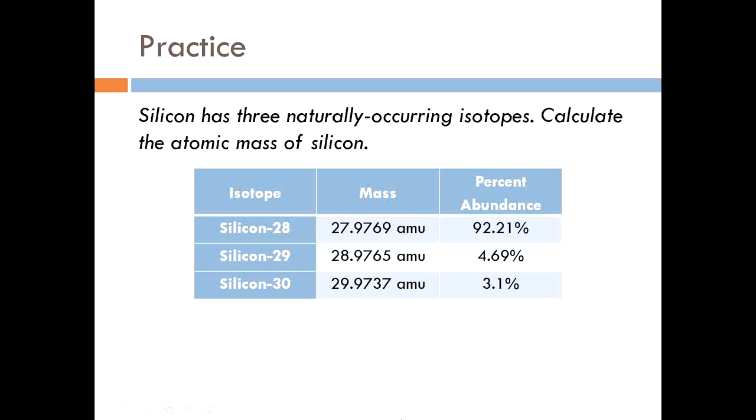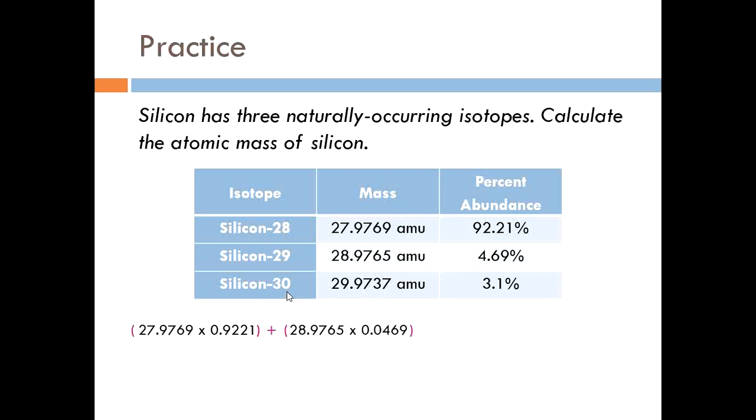In order to calculate the average atomic mass of silicon, we're going to use the specific masses that are given. If these masses were not given, we would have simply used the mass numbers given with the isotopes. So let's set this up. We take the mass of the first isotope and multiply by the relative abundance. The relative abundance is the percent in decimal form. So 27.9769 times 0.9221.